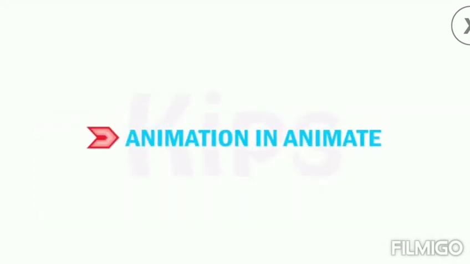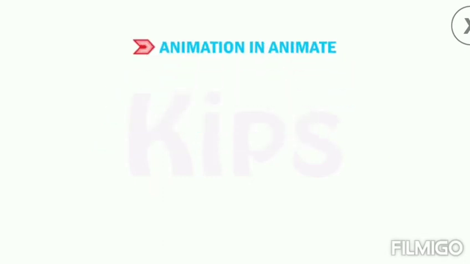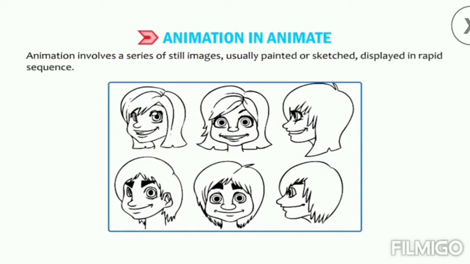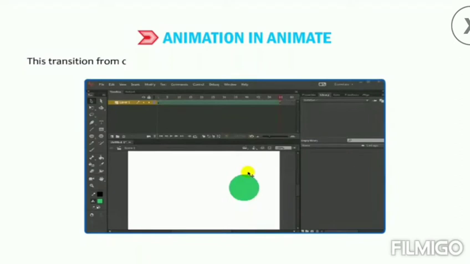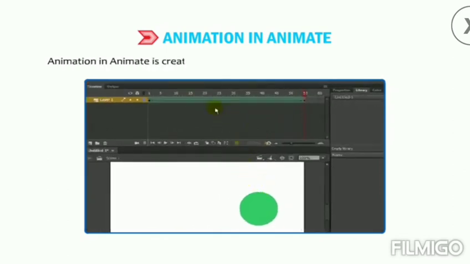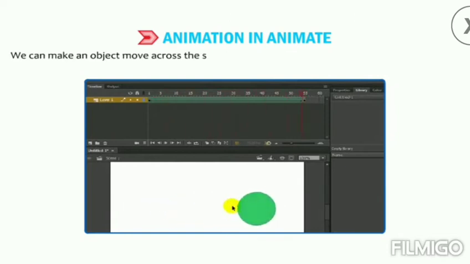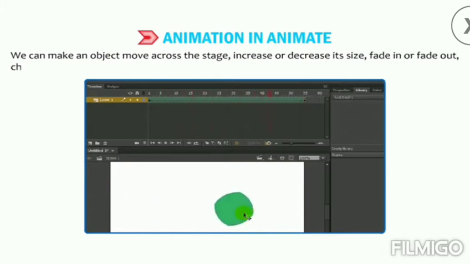Students, let's talk about animation in ANIMATE. Animation involves a series of still images, usually painted or sketched, displayed in rapid sequence. This transition from one image to another is so quick that it appears to show movement. Animation in ANIMATE is created by changing the contents of successive frames. We can make an object move across the stage, increase or decrease its size, fade in or fade out, change color or shape using an animation.